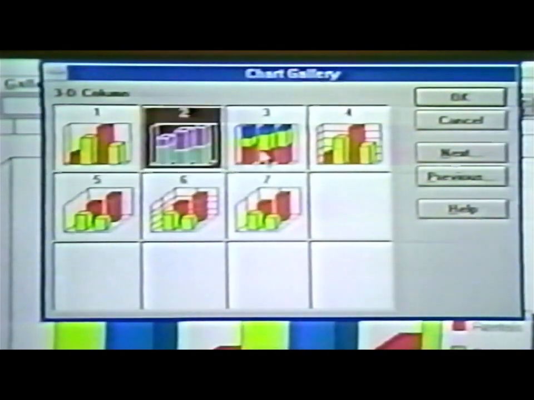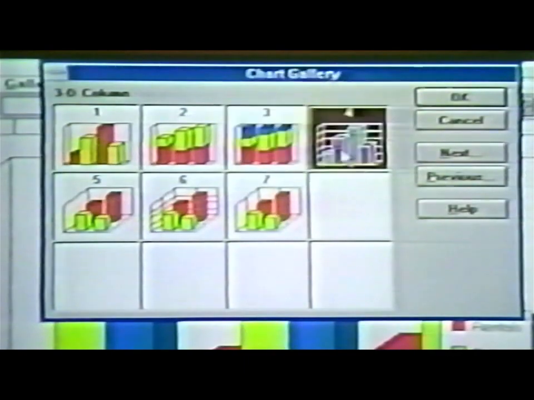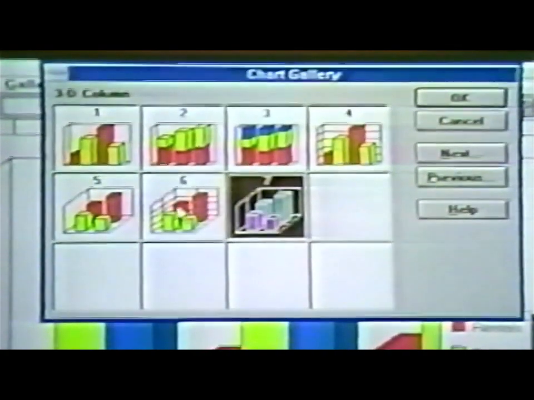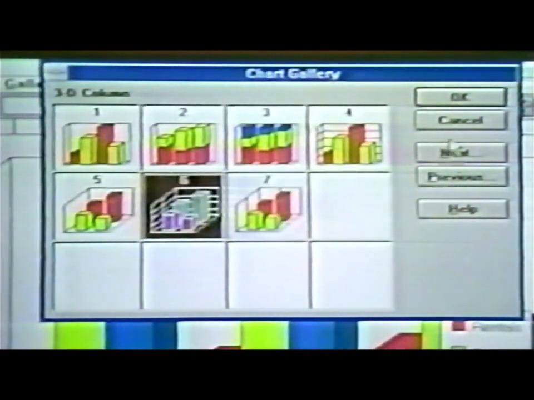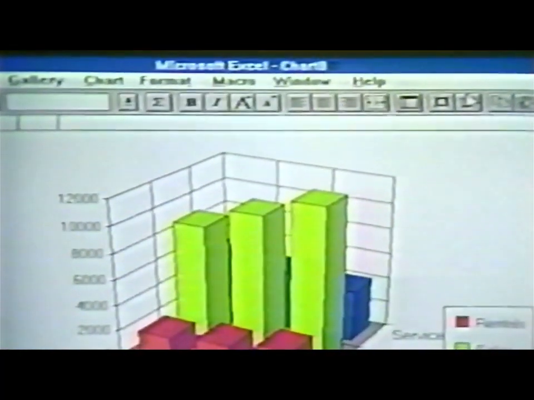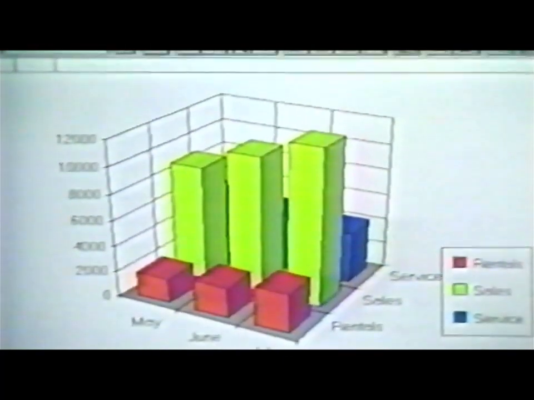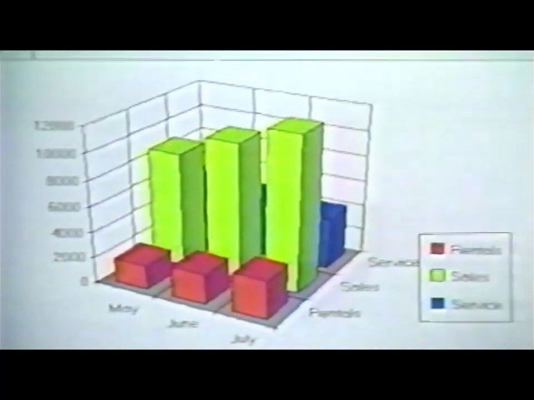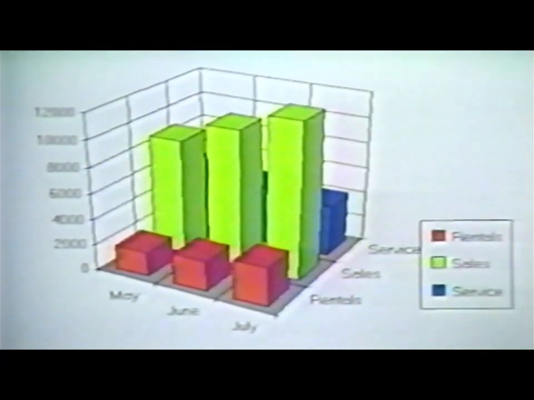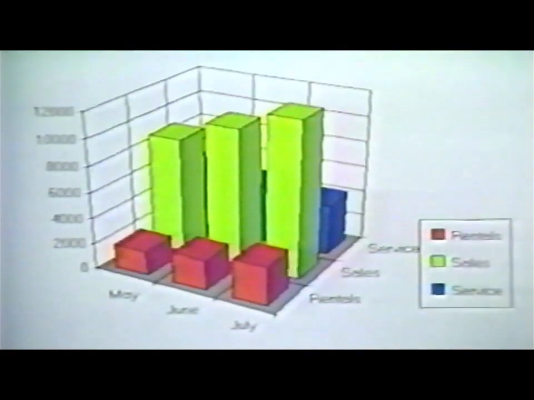We can select any one of these by clicking on it. The little picture shows us what the graph would look like. When we've chosen the one we like, we click OK. And the chart is converted to that new style of 3D column chart. Notice this one has rentals, sales, and service on one side, and May, June, and July on the other side.